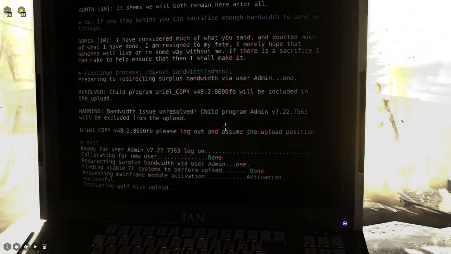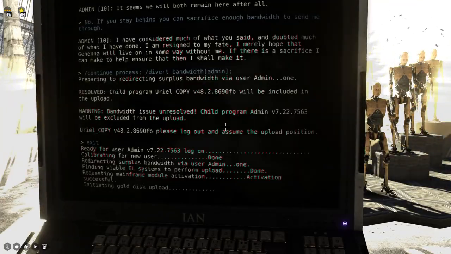Ready for user Admin. Assume your position.